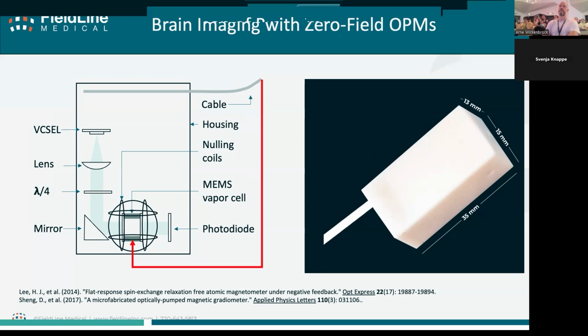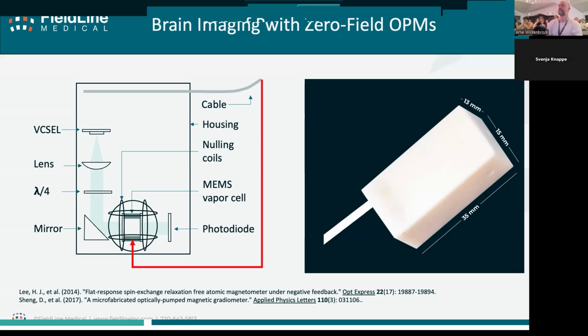I have my laser, again, I have my optics here. I have my small vapor cell, in this case, also about 3 millimeters on the side, and my photodiode. And then I have a coil system that is always keeping my magnetic field at 0 in all 3 directions. And so the output of the magnetometer is really how much current am I putting on these coils to keep them in that zero field condition.